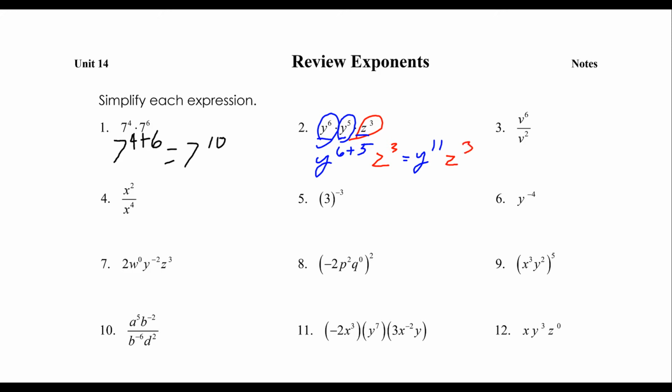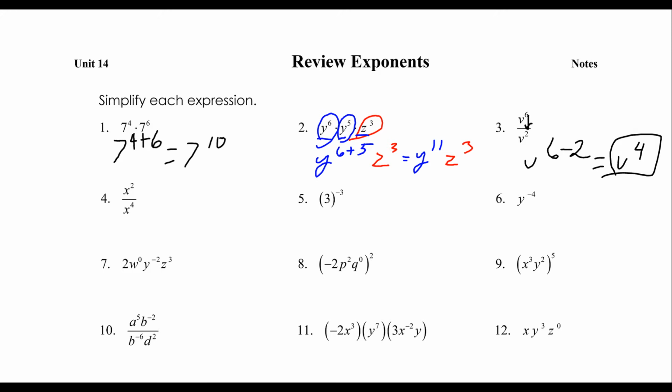Number 3. Very similar to the multiplication version of this, we have division. The only difference is that we are going to subtract. And if you remember correctly, we go from top to bottom. So that's going to be v to the 6 minus 2, and what that kicks out for us is v to the 4. And those are just that simple.